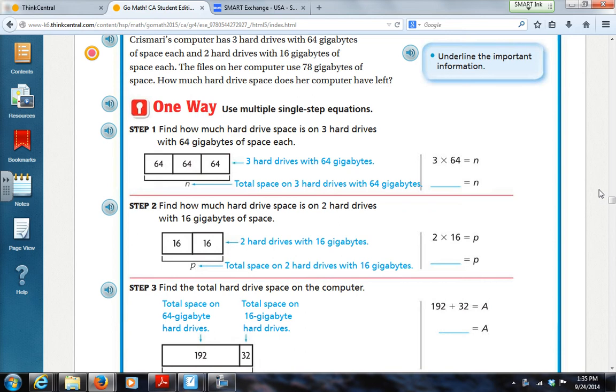Oh my goodness. Gigabytes alone makes me wonder what the heck they're talking about. Okay, so I need to break this information apart.